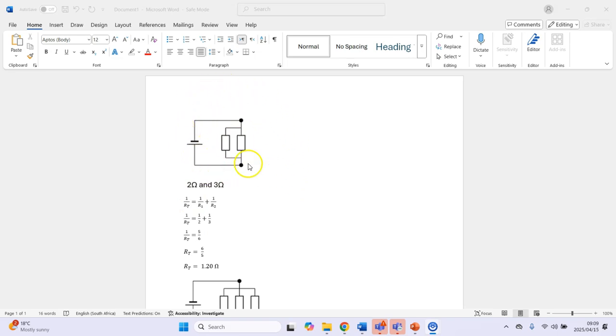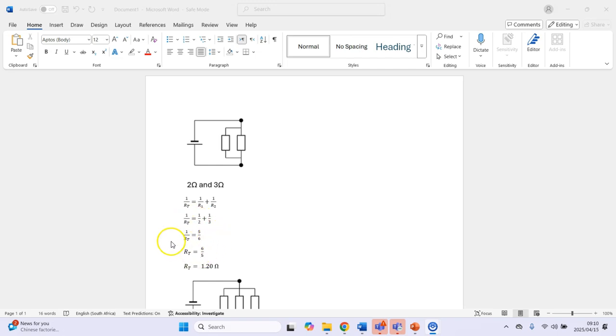So here we have a parallel circuit with two resistors in parallel. One resistor has a value of 2 ohms and the other resistor has a value of 3 ohms. So if we apply the formula 1 over RT equals 1 over R1 plus 1 over R2, then we get 1 over RT equals 1 over 2 plus 1 over 3. You don't need to worry about figuring out the lowest common denominator. You're just going to plug this into your calculator, and your calculator will give you a fraction. So 1 over RT is equal to 5 over 6.